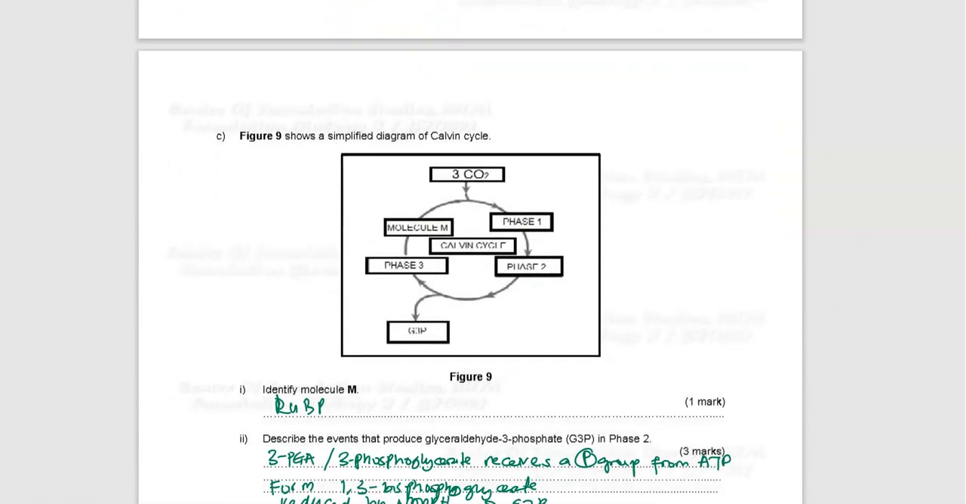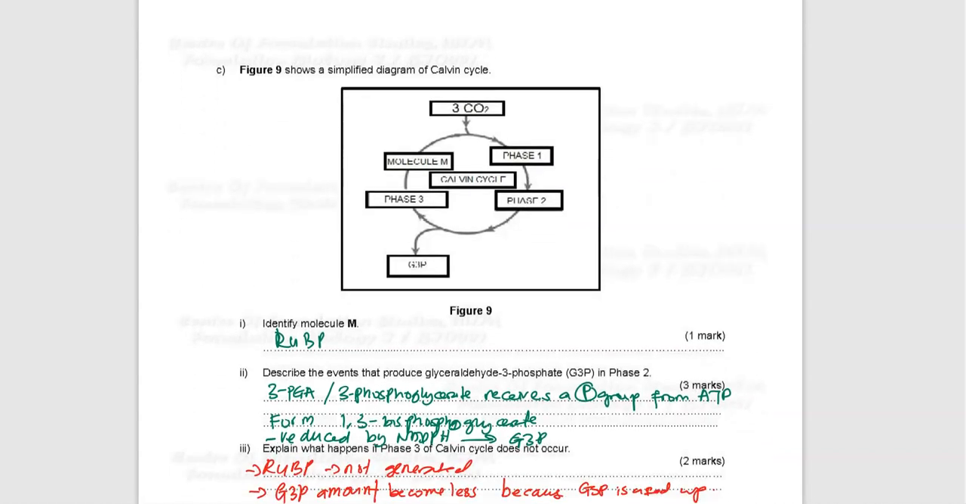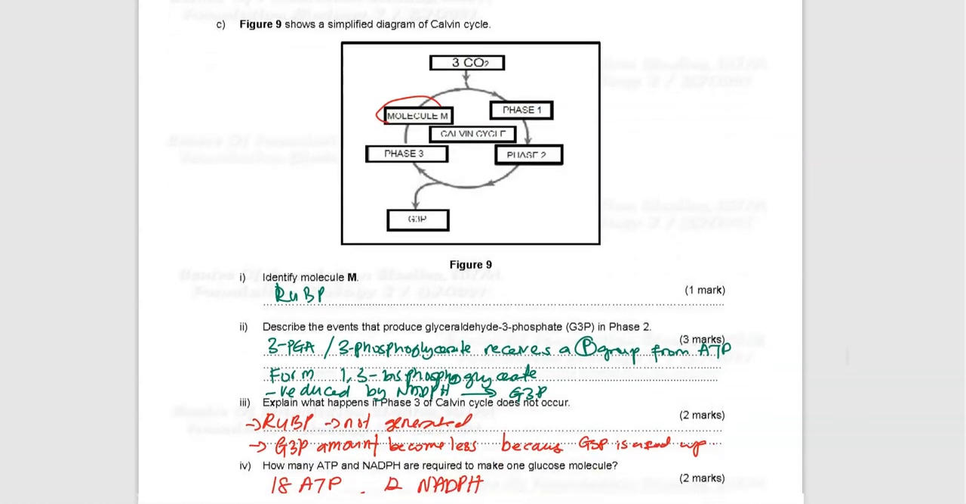So question C, figure 9 shows a simplified diagram of Calvin cycle. Again, question on Calvin cycle. So we see so many Calvin cycle questions occurring several times. So please pay attention to Calvin cycle. You have to understand Calvin cycle really well. So number 1, identify molecule M. Molecule M is RuBP, ribulose bisphosphate, which is the carbon dioxide acceptor.